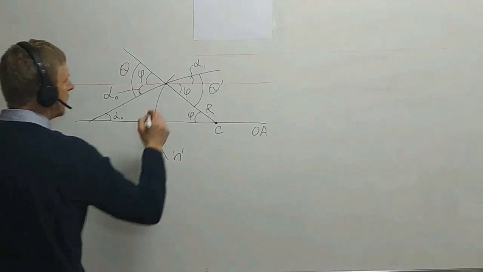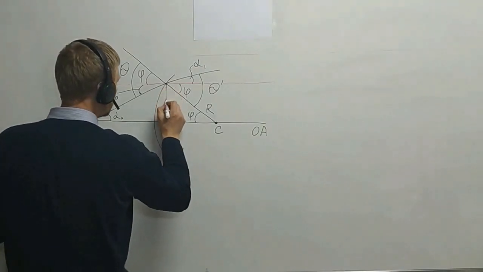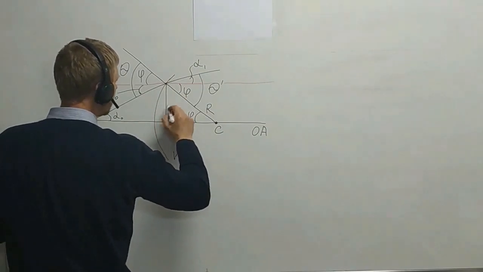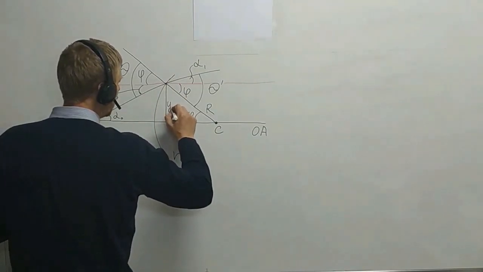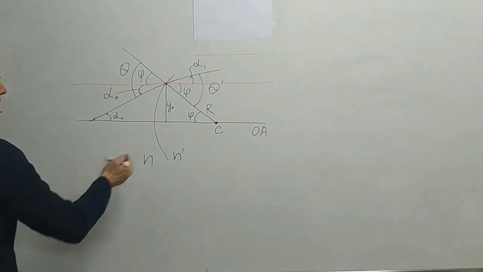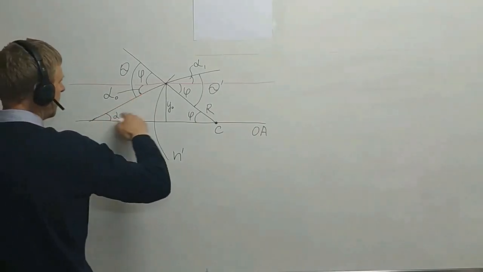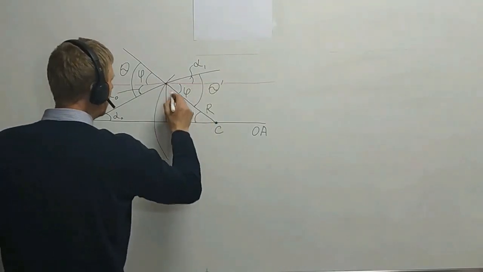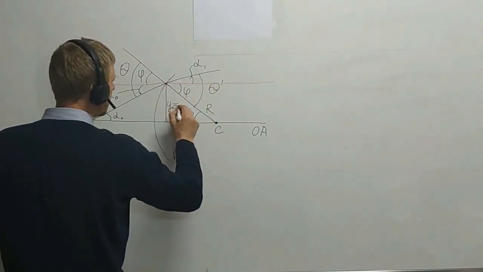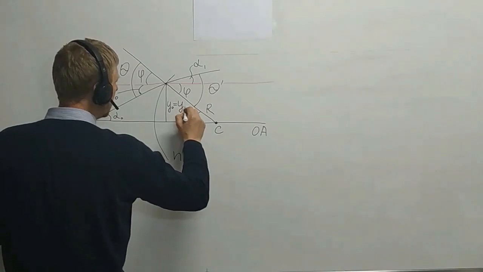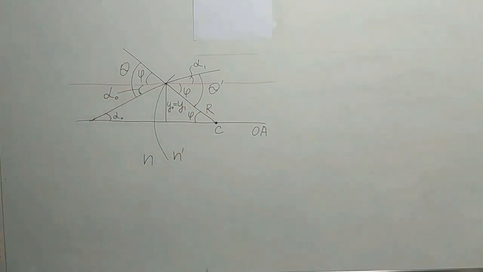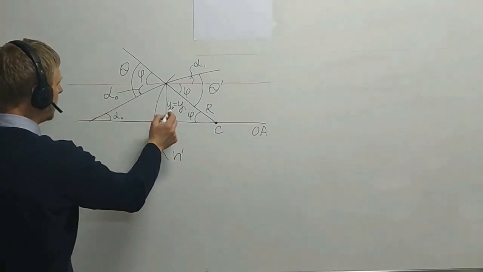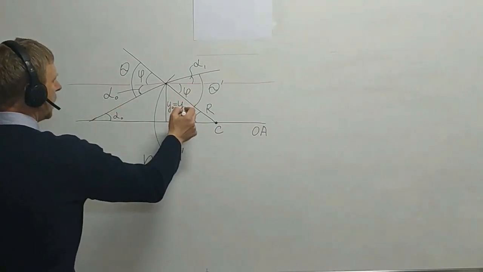So the height of this point above the optical axis, so the distance to the optical axis, is y0. The y0 for the incoming ray, but for the outgoing ray this is exactly the same point. So y0 is equal to y1. And now I have y0, alpha 0, y1, alpha 1.